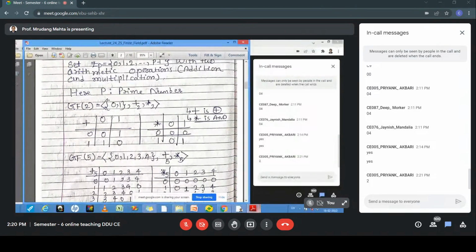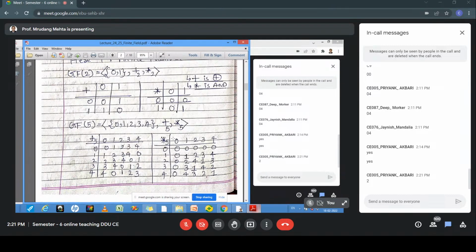So 0 XOR 0, that is 0. 0 XOR 1, that is 1. 1 XOR 0, that is 1. And 1 XOR 1, that is 0. Similarly, 0 multiplied by 0 is 0. 0 multiplied by 1 is 0. 1 multiplied by 0 is 0. And 1 multiplied by 1 is 1. Okay. So this is the definition of GF2.